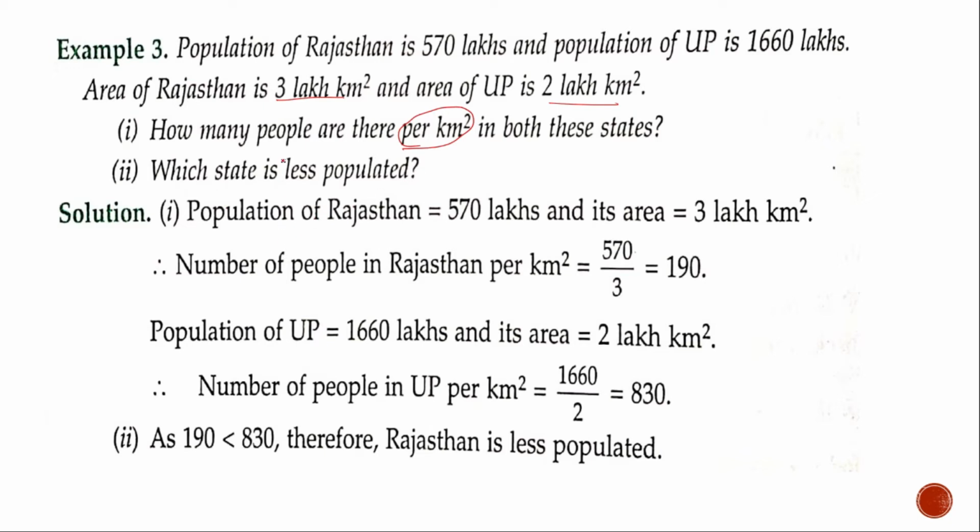So we will solve number one first. The population of Rajasthan is 570 lakhs and its area is 3 lakhs kilometer square. So the number of people living in Rajasthan per kilometer square is 570 by 3, that means 190. And for UP, the population is 1660 lakhs and its area is 2 lakhs kilometer square. So the number of people in UP per kilometer square is 830. So which one is lesser? As 190 is lesser than 830, therefore Rajasthan is less populated.